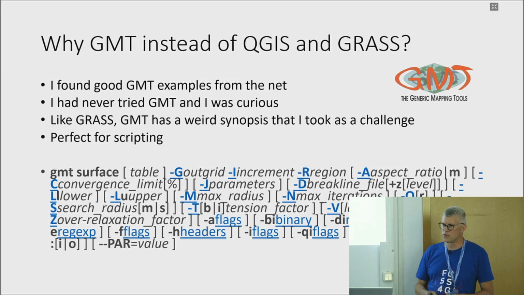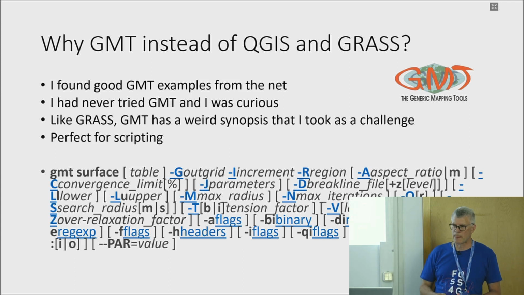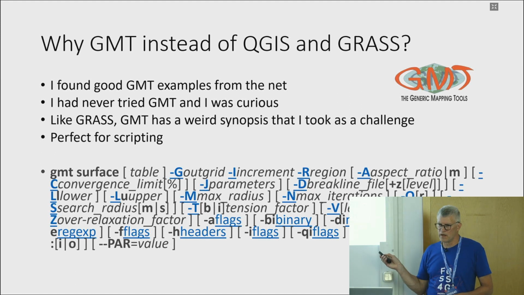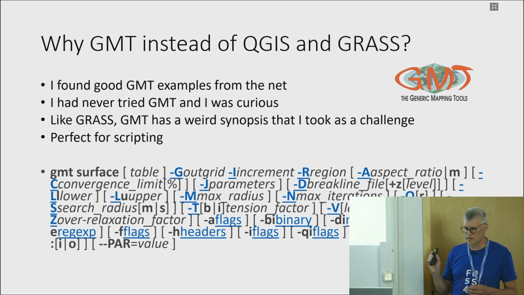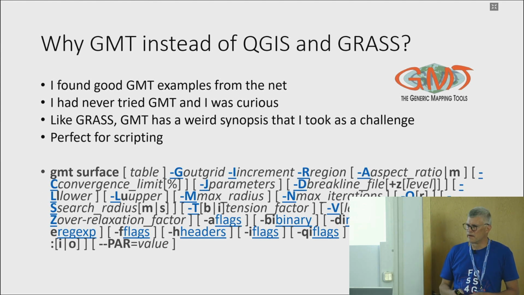And then, why I decided to use Generic Mapping Tools and not GRASS. First reason was that I found very good examples from the net. And another, that GMT was totally new for me, and I was curious to test how it works. It has a weird synopsis to use. It is all command line, a whole lot of switches, and these are the switches for the GMT surface algorithm. In addition, GMT also uses pipelines, so you could pipe several of that kind of arguments and functions together.